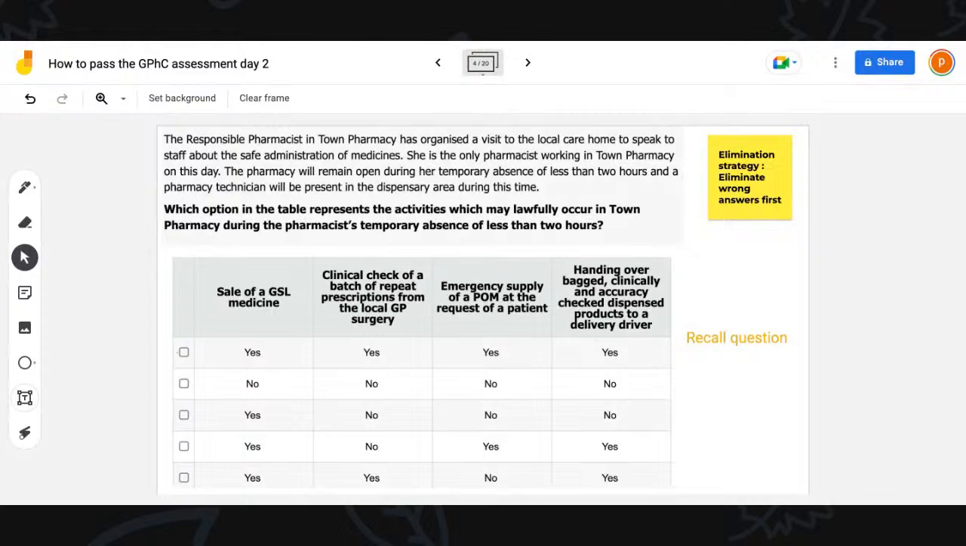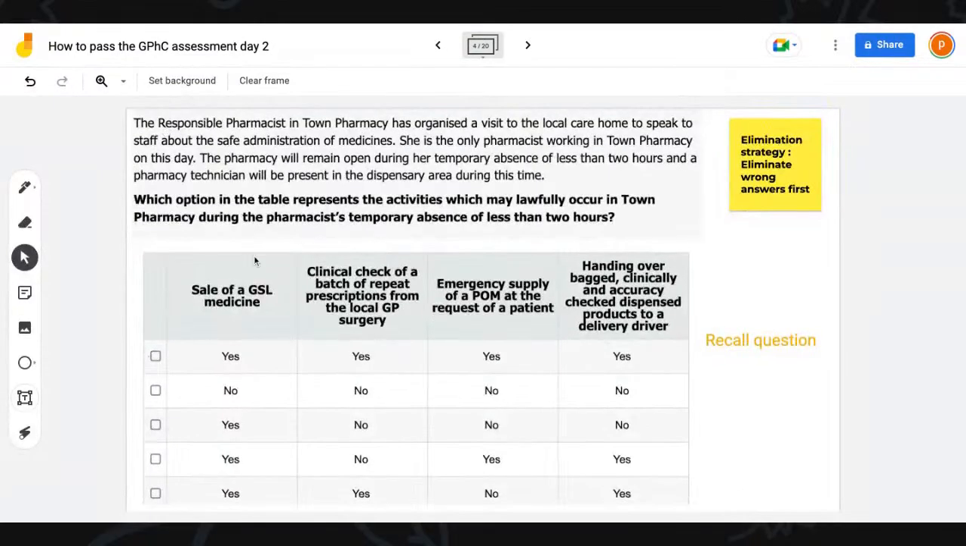This is a GPhC question. So this is what we're going to do. So sale of the GSL, right? Sale of a GSL medicine without a pharmacist. Can you do this? Yes or no? Can you sell a GSL if the pharmacist is not in the pharmacy for less than 2 hours? Can you or can't you?